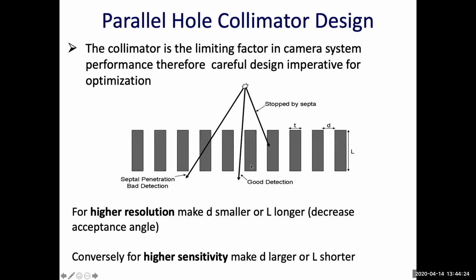And this one reduces the number of scattered photons that enter, or that are not in the proper direction to enter the crystal. But if we need better sensitivity, meaning we need more counts, we have to make D wider to accept more counts, and we need to make the length of the septa shorter to accept more counts. Accepting more counts means the resolution will be degraded. If you need to improve the resolution, the sensitivity will be degraded. That's why it is a trade-off between sensitivity and resolution.